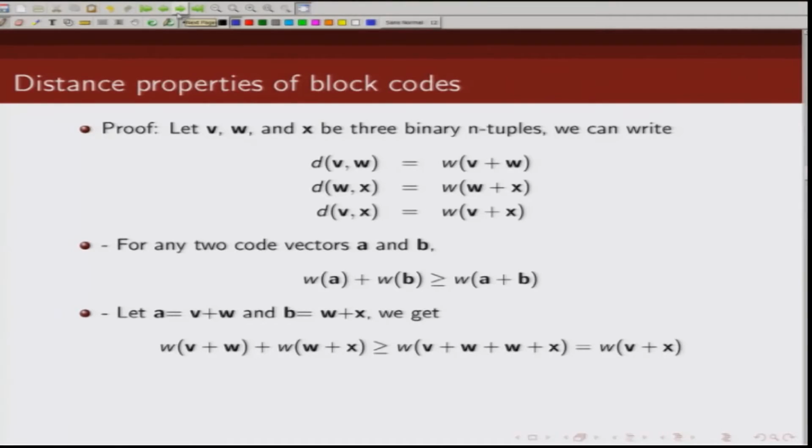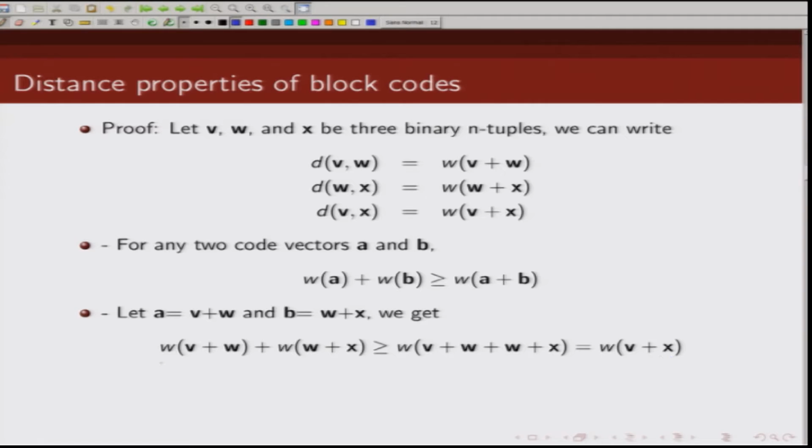So, let us choose a to be v plus w and b to be w plus x. If we choose these values of a and b and put them in this inequality, what we get is weight of v plus w plus weight of w plus x is greater than or equal to weight of v plus w plus w plus x. W plus w is going to be 0. So, this will be v plus x, which is given by weight of v plus x.